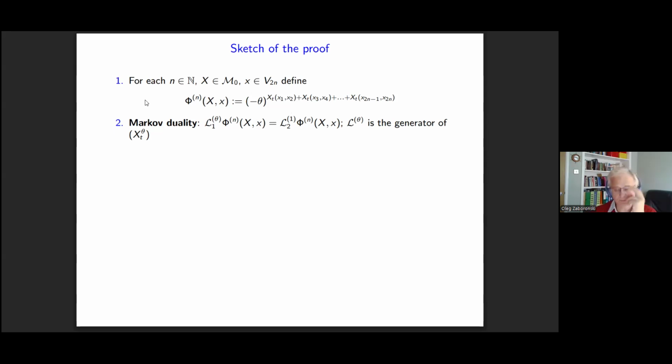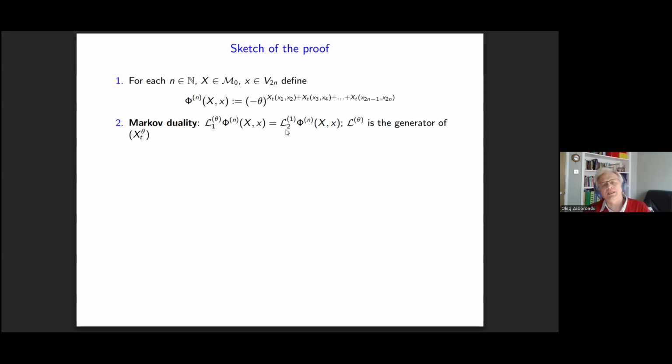allows one to do the following. We take the generator of my Feller process, so particles annihilate with probability theta, coalesce with probability 1 minus theta, and act on the first argument of this function. And then it turns out that this result will be the same if I apply the generator for an annihilating system, theta equal to 1, started from 2n particles, to the second argument.